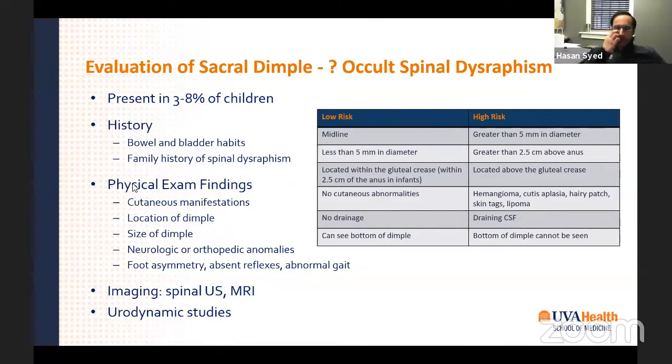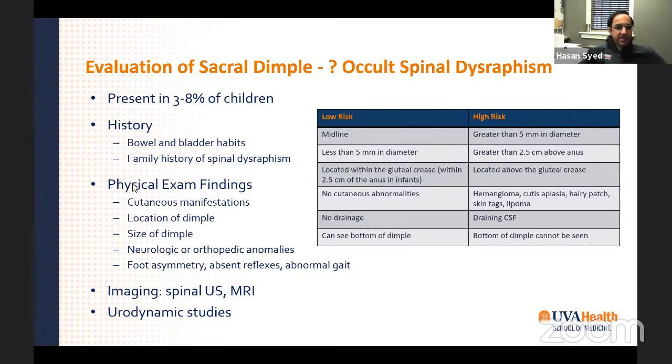So sacral dimples are also something commonly seen in pediatric neurosurgery. And the question is whether this represents occult spinal dysraphism, things like tethered cords, fatty filum, spinal lipomas. A sacral dimple is usually present in 3 to 8% of children. Key points in history include asking about bowel and bladder habits and family history.